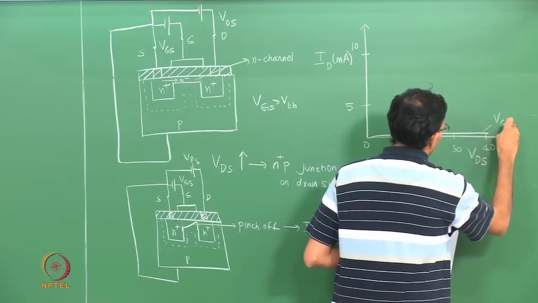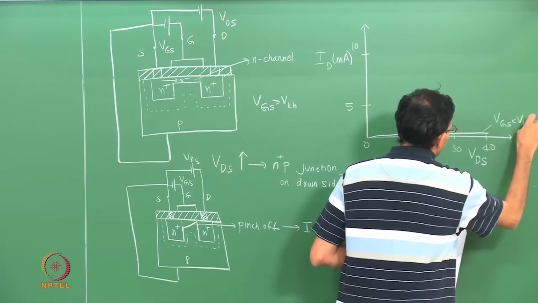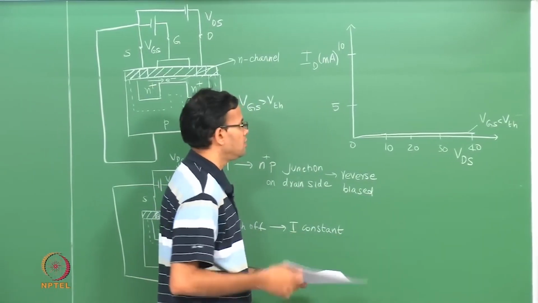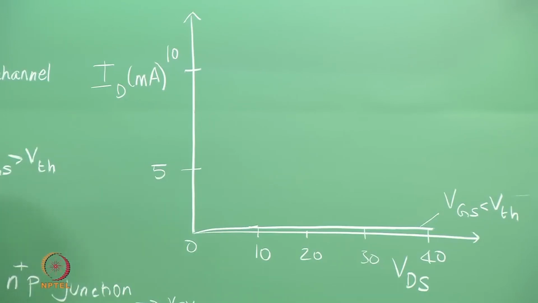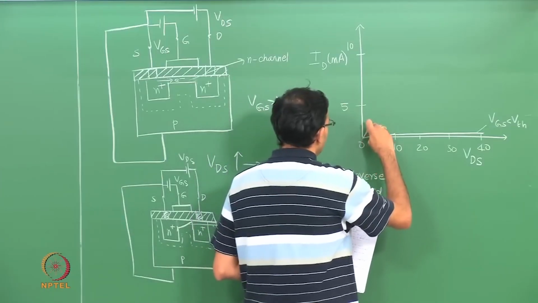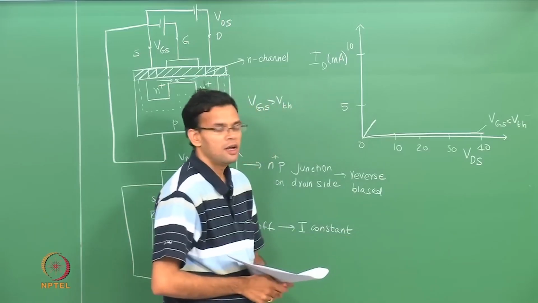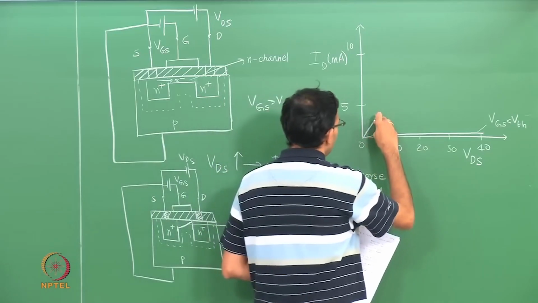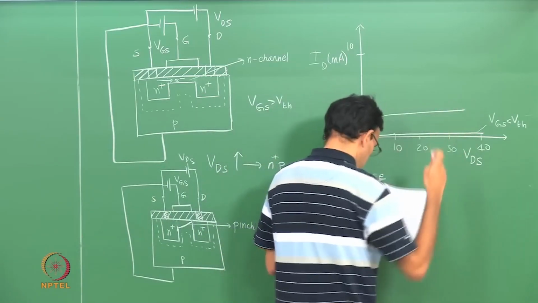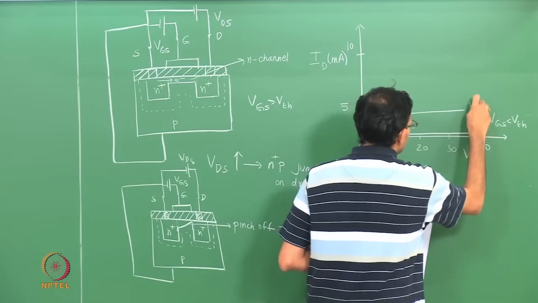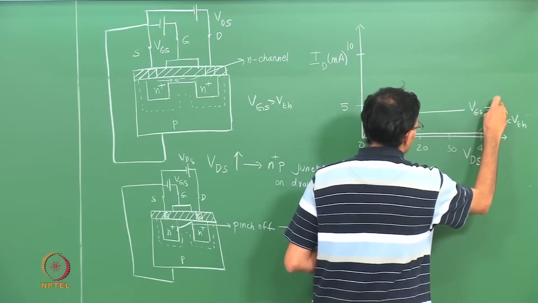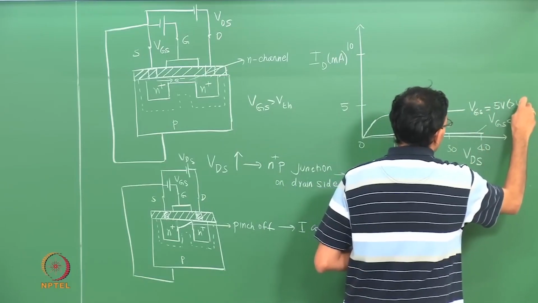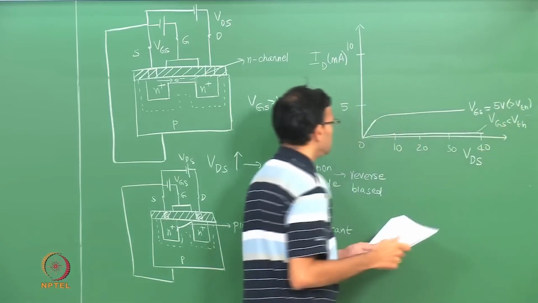This is as long as VGS is less than V threshold. So when VGS goes above V threshold, we are going to start to see an increase in current. Ultimately there comes a point when pinch off occurs and the current becomes a constant. So this is for VGS equal to 5 volts, which is greater than V threshold.